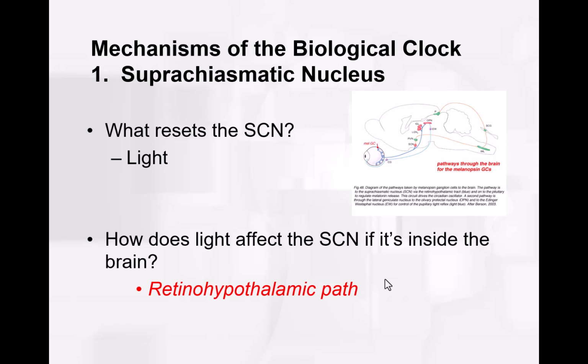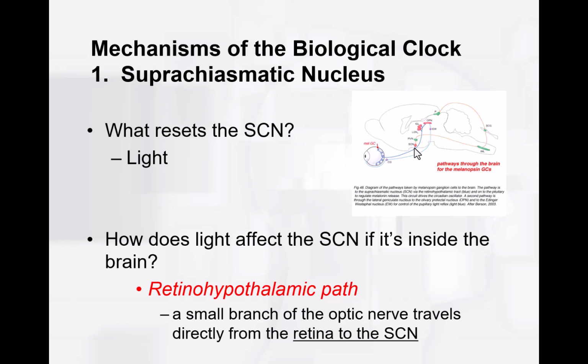So there are a couple other little pathways that come off of that optic chiasm. One of those is this retinohypothalamic pathway. So it goes directly from the retina in the back of our eyes to the hypothalamus. And here's the SCN in the hypothalamus. So it's a small branch of the optic nerve that travels directly from the retina to the SCN.